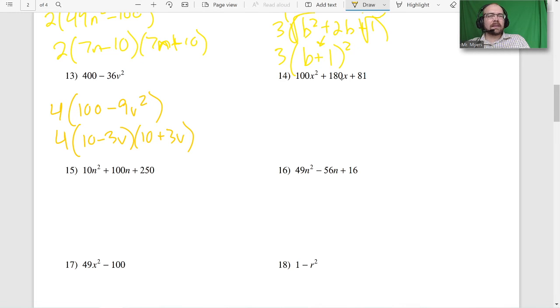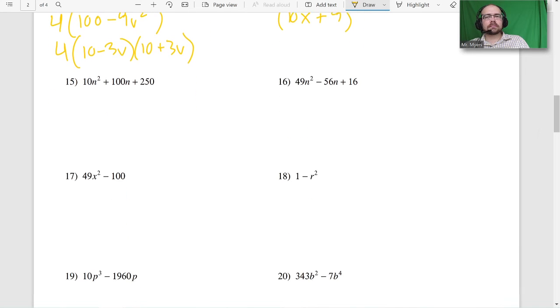All right, next one here. Looks like this one does not have any greatest common factor. These are some big numbers, but 81 is 9 times 9, and 9 is 3 times 3. 100 does not divide by 3, so those are not going to have anything in common there, but they are already squares. So I just take the square root. 10x, sign of the middle is plus, square root of 81 is 9, quantity squared, and we're done. Next.